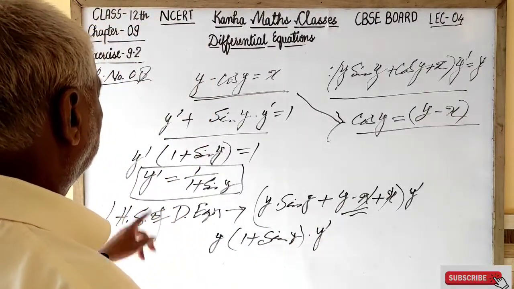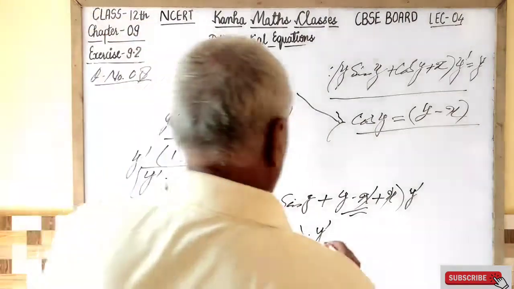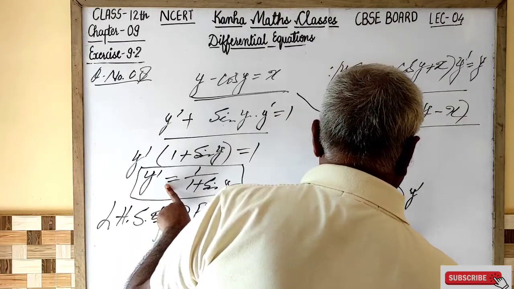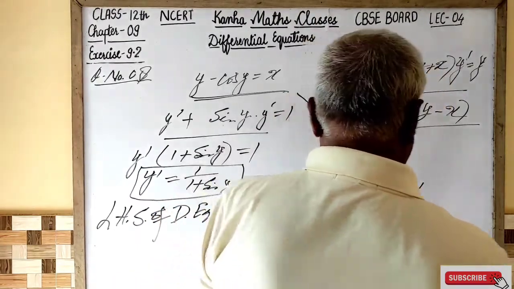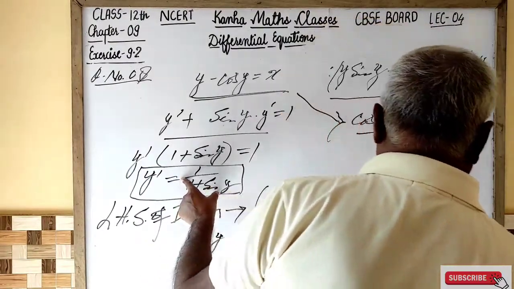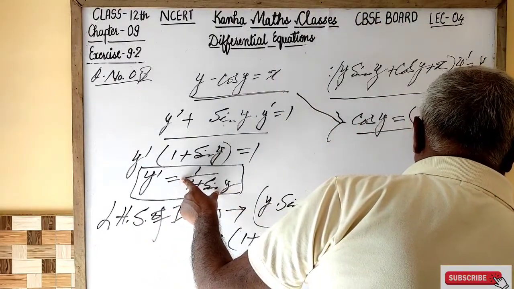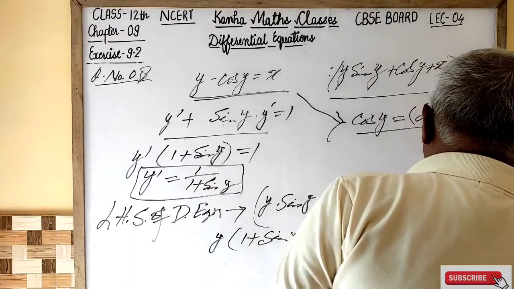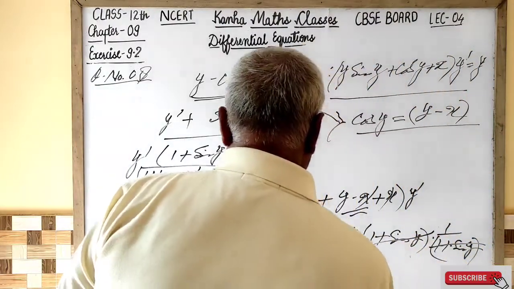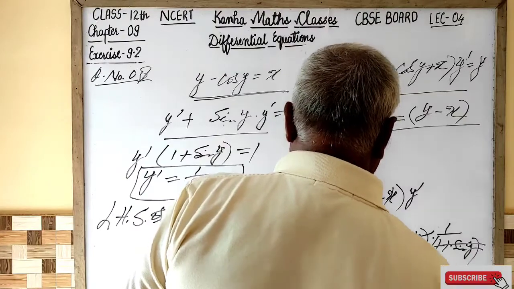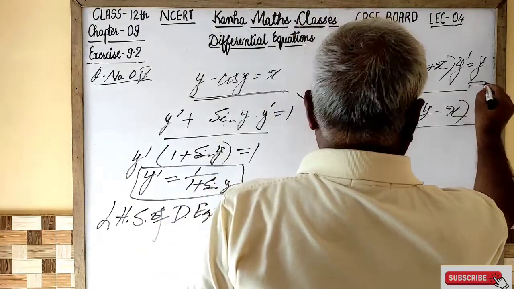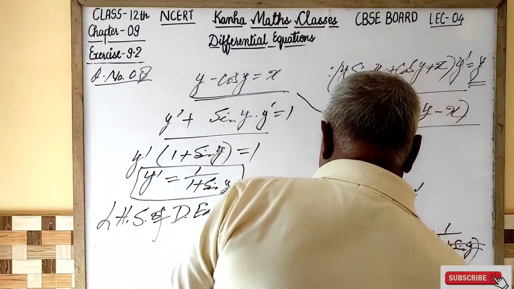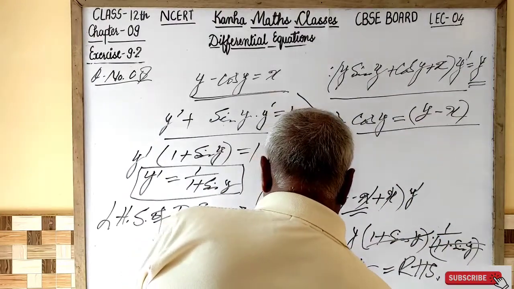Now if you substitute the value of y dash, you will get y into 1 plus sin y into 1 upon 1 plus sin y. Now 1 plus sin y will be cut by 1 plus sin y, and here it will be equal to only y, the right hand side of the differential equation. Hence verified.